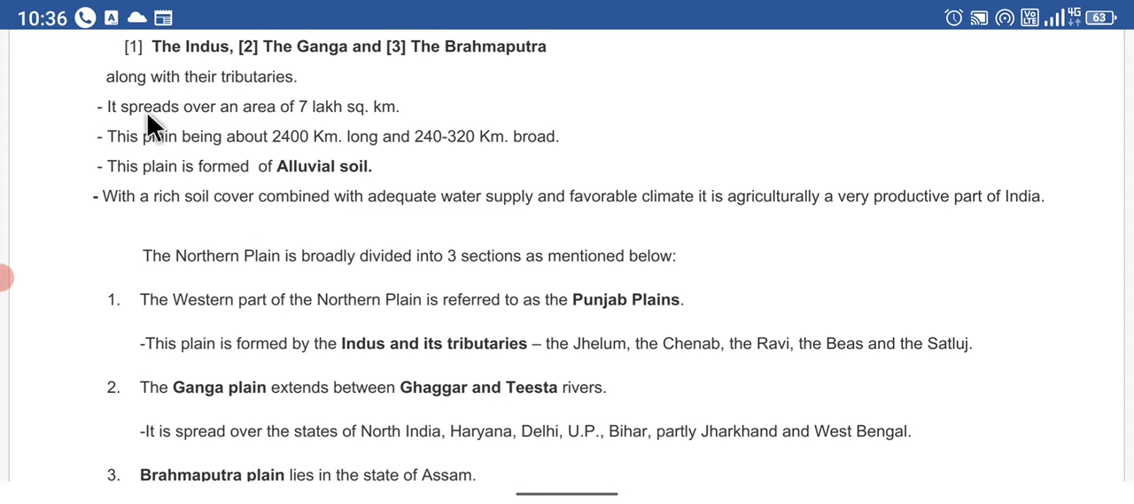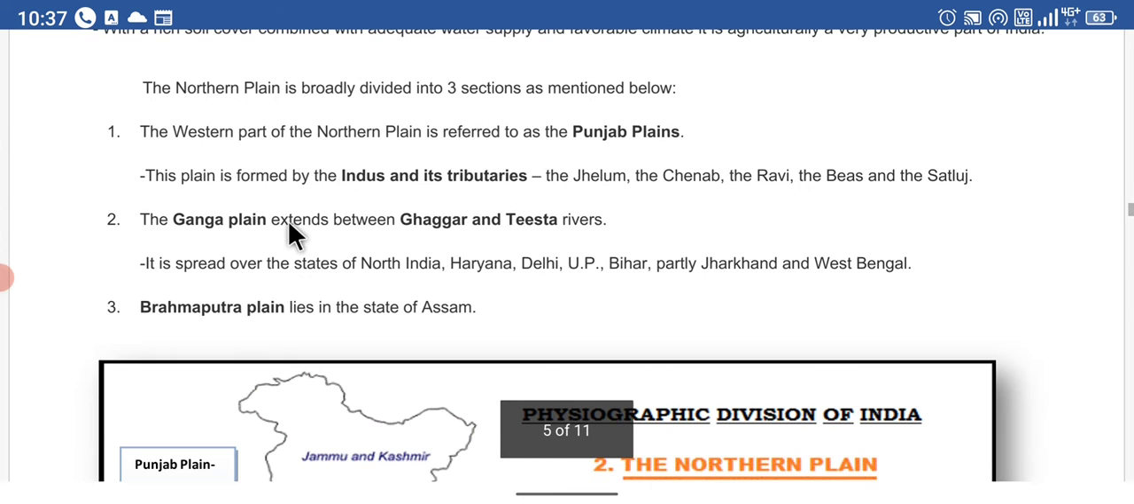The northern plains spread over an area of 7 lakh square kilometers, this plain being about 2,400 km long and 240 to 320 km broad. This plain is formed of fertile alluvial soil. With a rich soil cover combined with adequate water supply and favorable climate, it is an agriculturally very productive part of India. Now we are going to classify the northern plains into three parts.